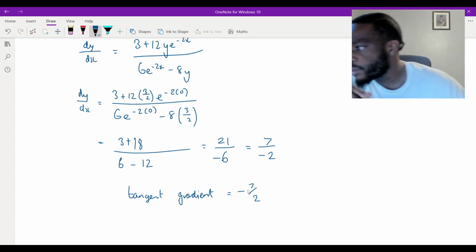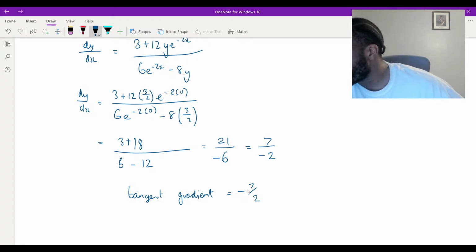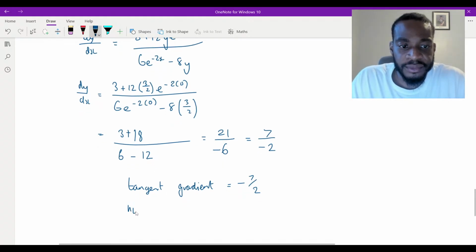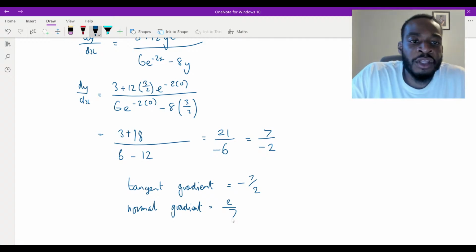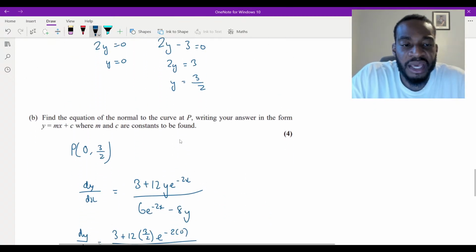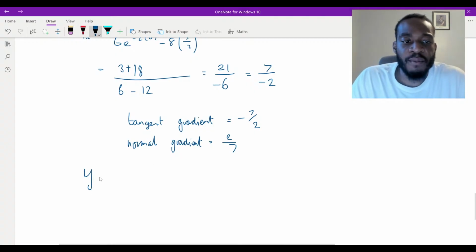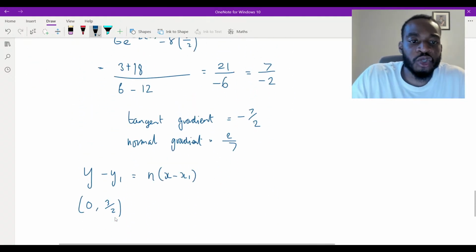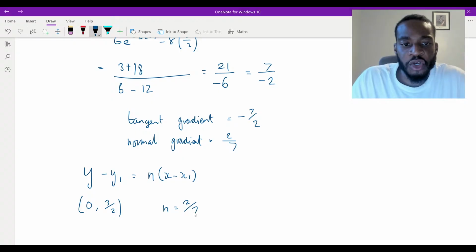Minus 7 over 2. Yeah? And then n, the normal gradient, you're just going to do the negative reciprocal, 2 over 7. Now the question asks us for the normal to the curve at P. Remember, the equation of a normal: y minus y1 equals n, the normal gradient, times x minus x1. You've got everything you need. You've got the coordinate of P, which is 0, 3 over 2, and the normal gradient is 2 over 7. So you literally just have to plug it in.